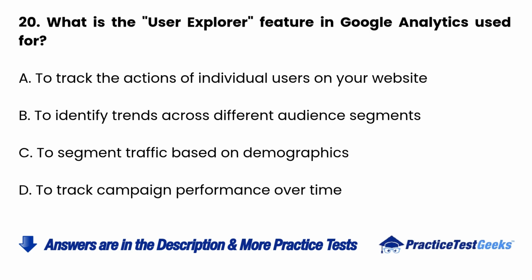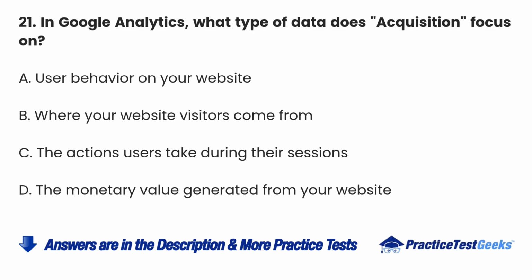20. What is the User Explorer feature in Google Analytics used for? A. To track the actions of individual users on your website. B. To identify trends across different audience segments. C. To segment traffic based on demographics. D. To track campaign performance over time.